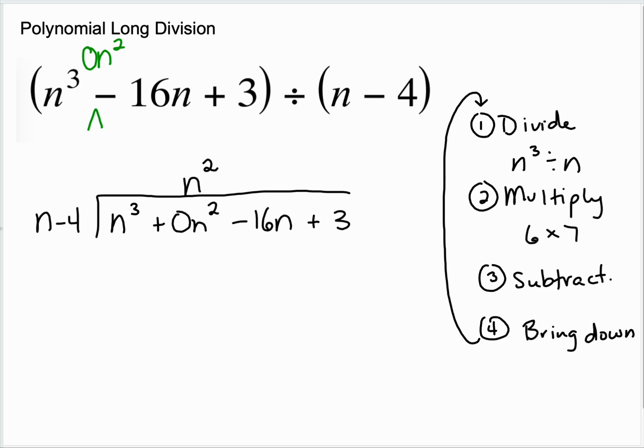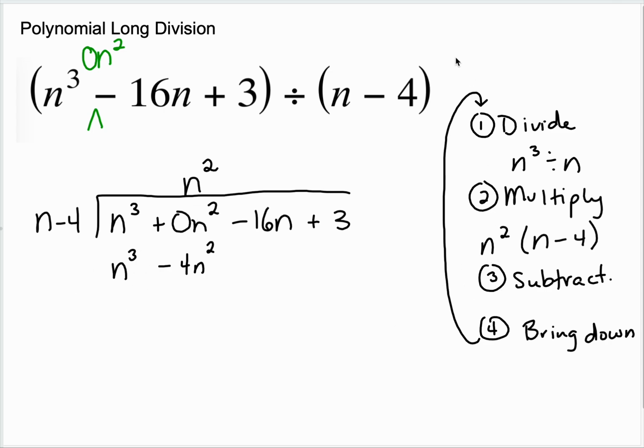So in my n to the second column, I'm going to write n to the second. Step 2 is now going to be to multiply, but instead of multiplying the numbers like I was before, I'm going to multiply this n to the second by what we're dividing by, which is the binomial n minus 4. So when I multiply, I'm going to actually distribute this n squared into that binomial. So I'm going to get n to the third, which I'll put in the n to the third column, and then negative 4n squared, which will go in the n squared column.